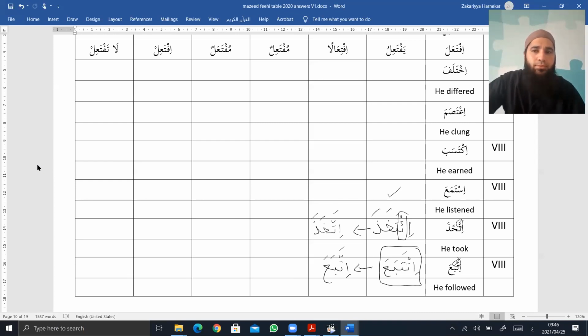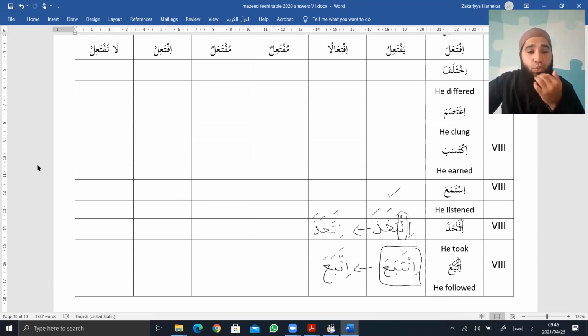Two has a shadda, but it's not on the first letter. Right, two has an extra shadda, and what other one has an extra shadda? The fifth bab also has an extra shadda. But for both of them, where are those extra shaddas? The middle letter. The second bab is fa''ala, so it's on the second root letter. And on the fourth bab, tafa''ala, that's also on the second root letter, isn't it? On the ayn kalima.